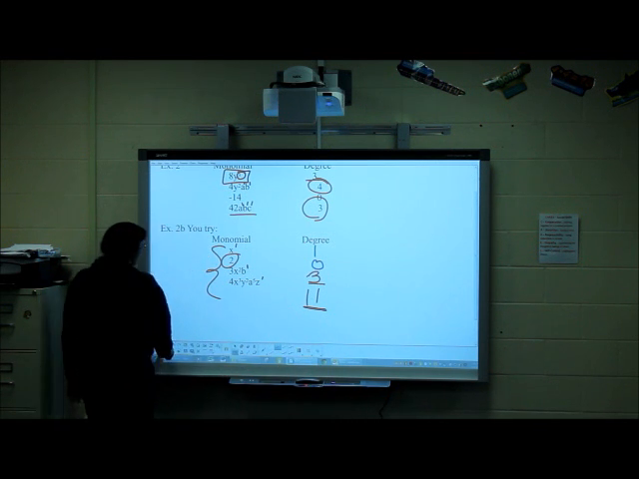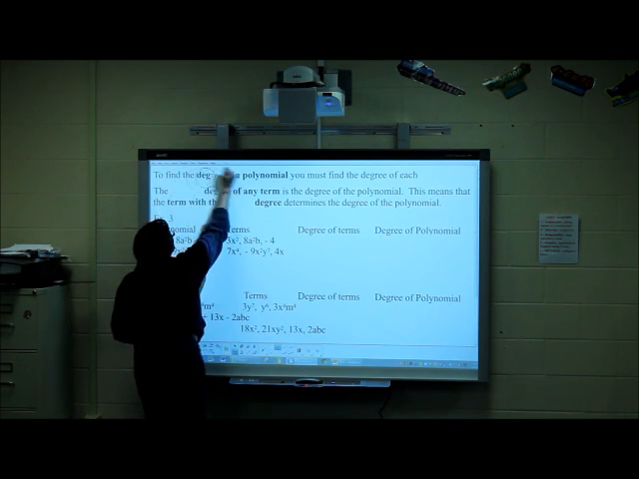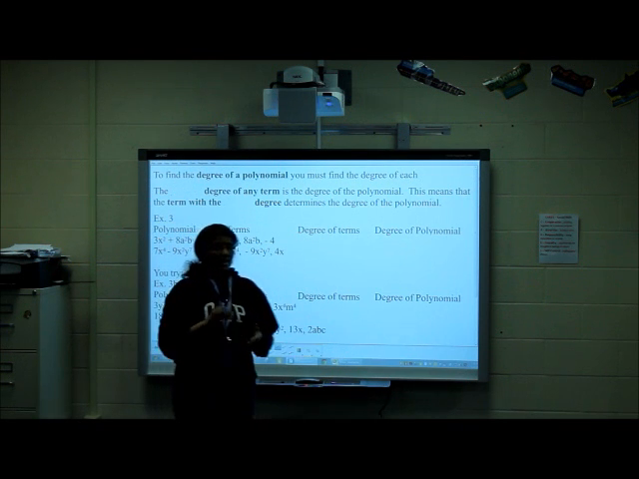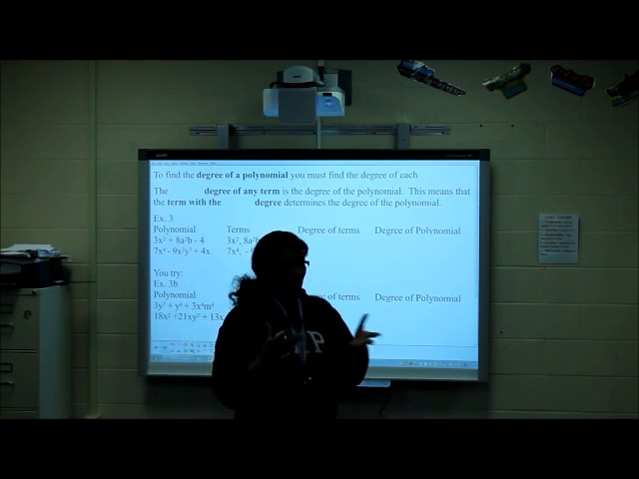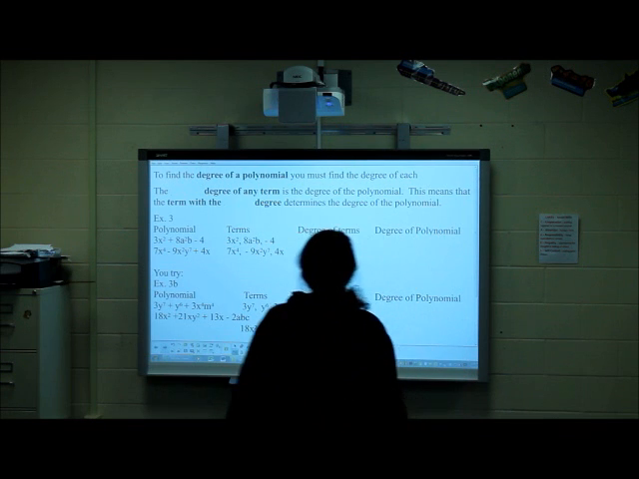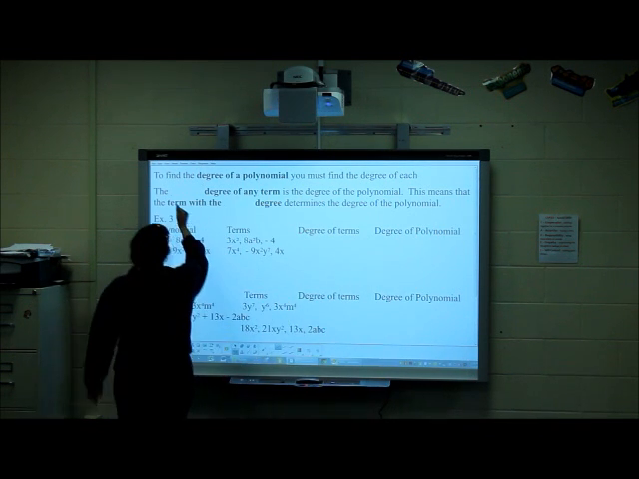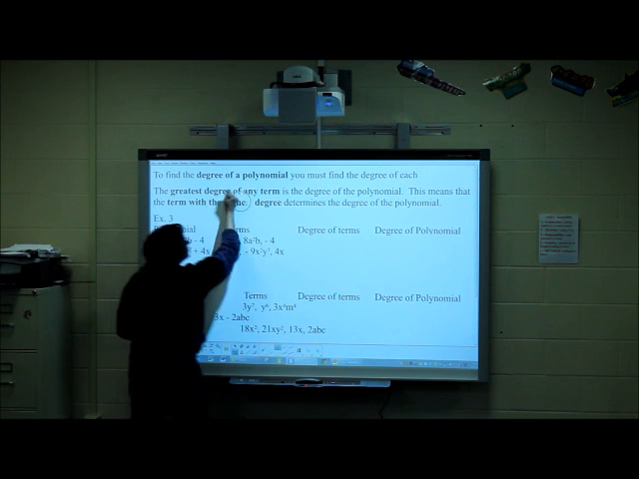Okay, let's figure out the difference between the degree of a monomial and the degree of a polynomial. A polynomial is made up of many monomials. So we've got to figure out the highest degree monomial term.